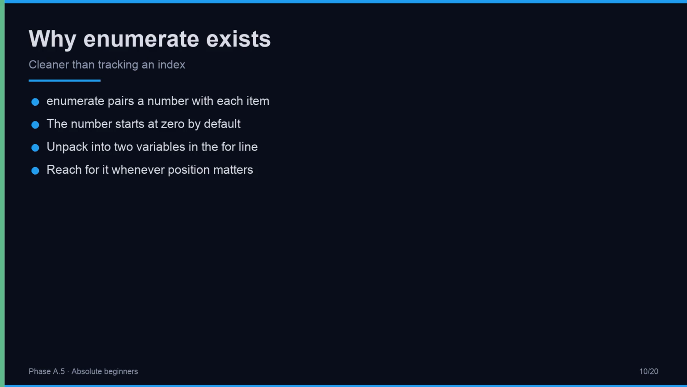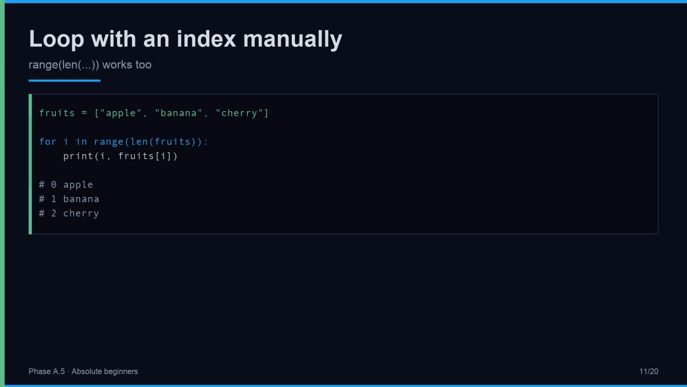Reach for it whenever position and value both matter. Pythonic and clear. Before you learn enumerate, you might try looping with an index manually. For i in range(len(fruits)): then print(fruits[i]). This works. Range of len gives you 0, 1, 2, the valid indices. Then you index into the list inside the body. It is correct, but it is more typing and more room for off-by-1 errors.